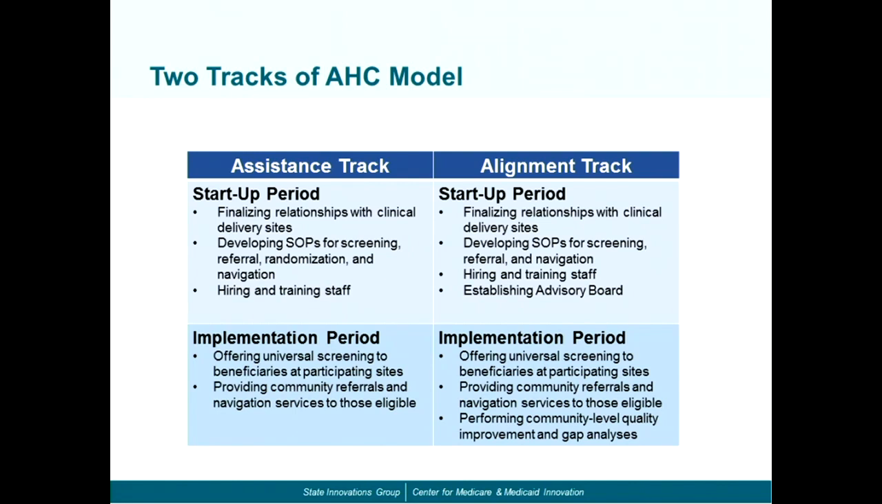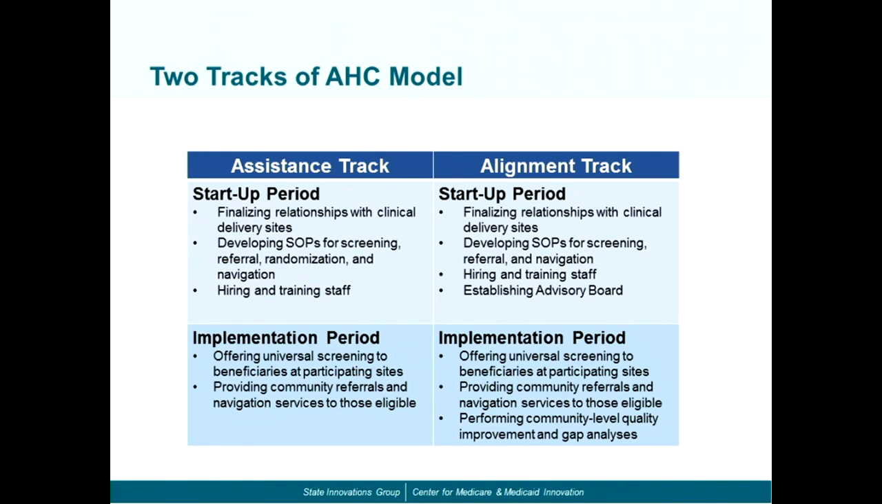And then in the case of the assistance track, they're also developing processes for randomization because that track is randomized and we randomize which beneficiaries are actually navigated. And then they're hiring and training staff. And I think that goes to what I was mentioning before about the importance of really building capacity. They need to build the capacity at their own site. They need to build the capacity at their delivery sites. And ultimately, I think they're quite motivated to help build the capacity of social service providers.